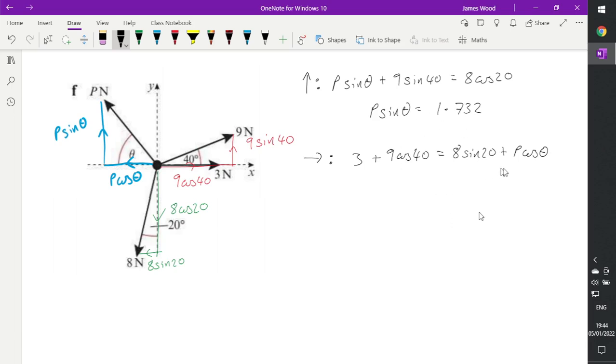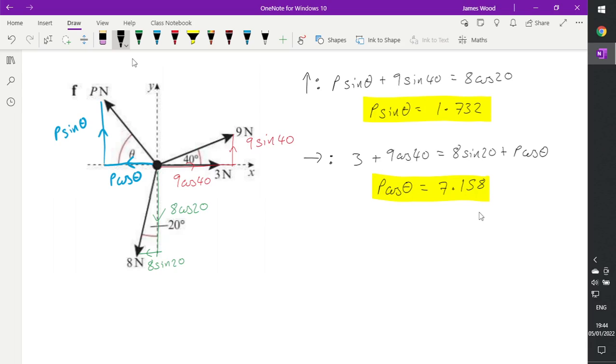So I'm going to rearrange this to give me P cos theta equals something. It's got 3 plus 9 cos 40 minus 8 sine 20. So there's me 7.158. So now I've got this and this to try and solve.